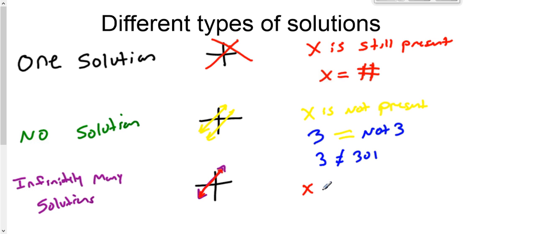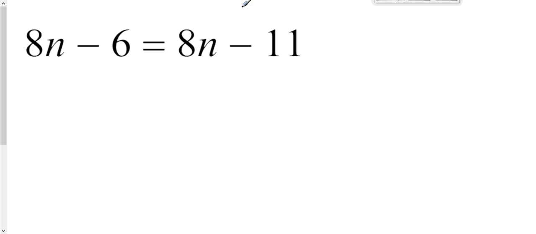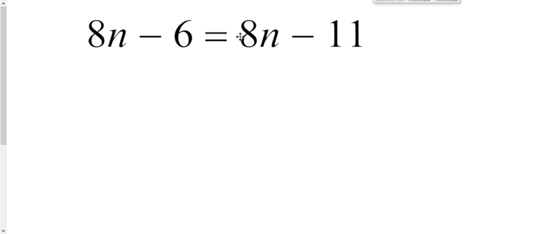Just like the other one, x is not present. And at the end, we have a number equal to itself. It is always some number a equal to the same number a on the other side. So let's take a look at one of our examples.